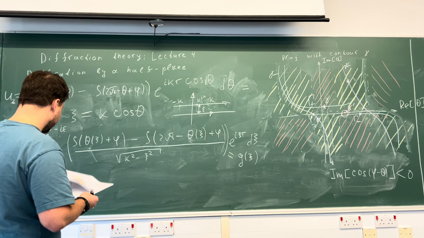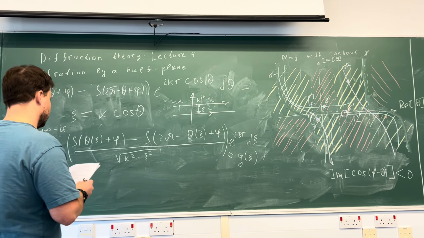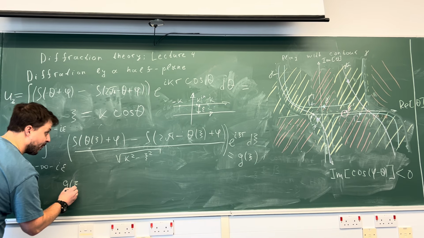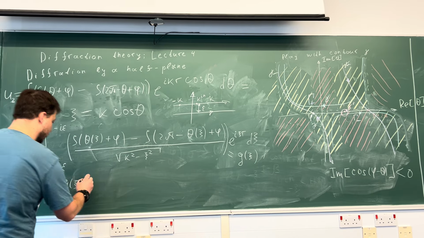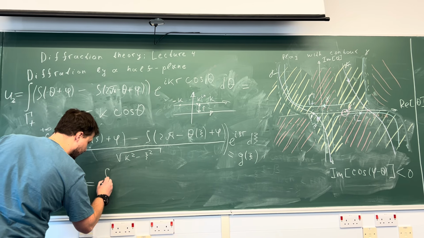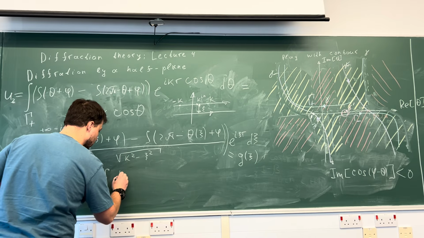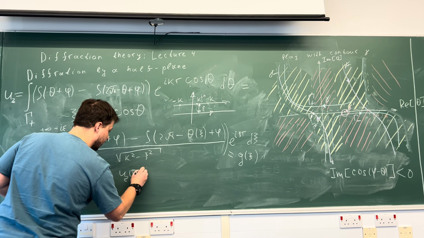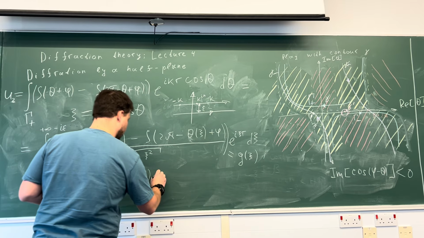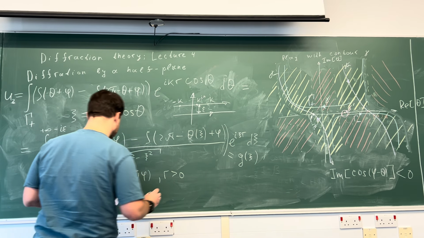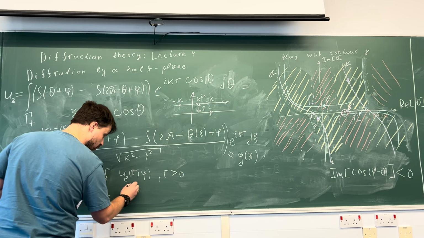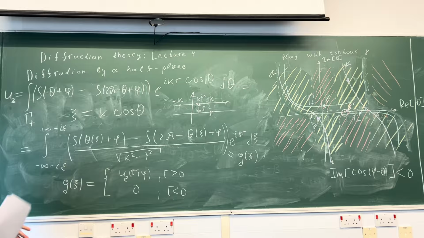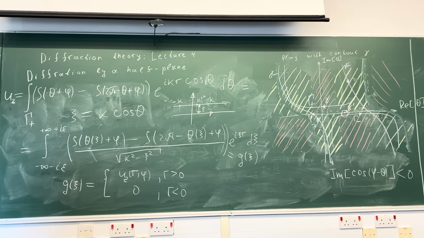And so formally, g of xi is the Fourier transform of a function which is u z r phi for r bigger than 0 and 0 for r less than 0. Do you know why it's 0 for r less than 0?